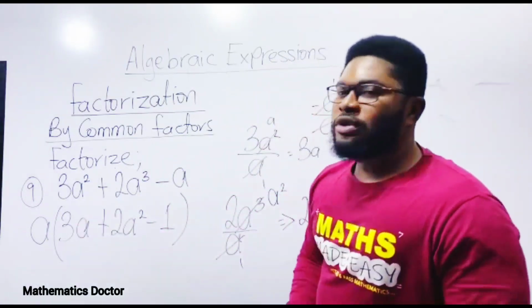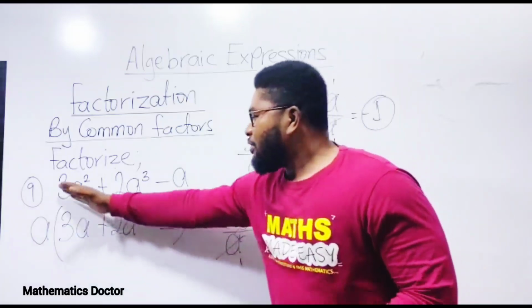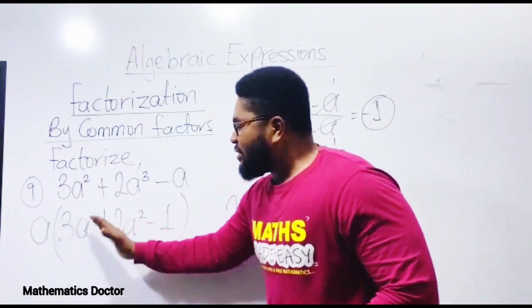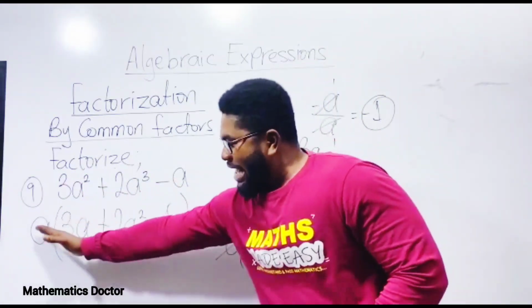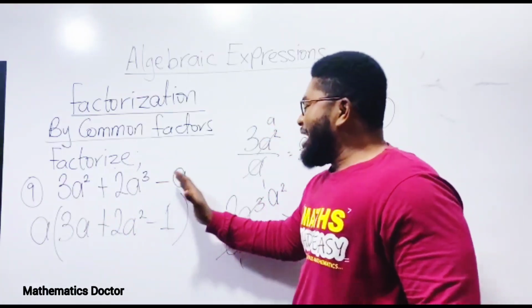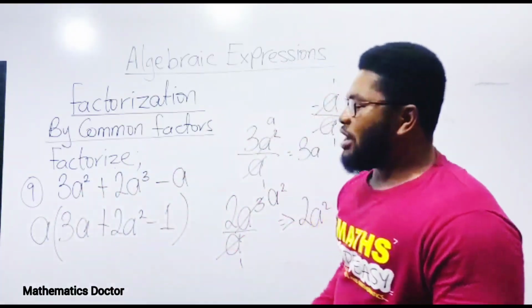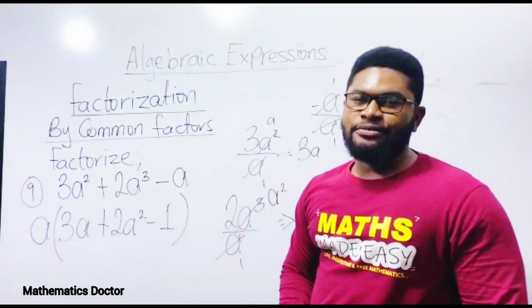So if you check, after factorizing a out, 3a squared divided by a will give us 3a. 2a cubed divided by a will give us 2a squared. And minus a divided by a will give us minus 1. So this becomes our final answer.